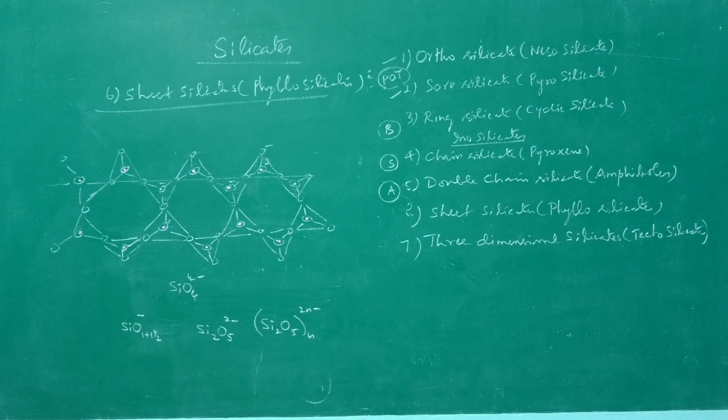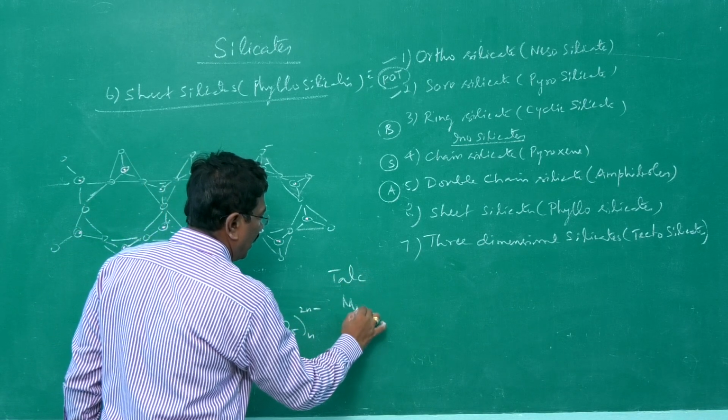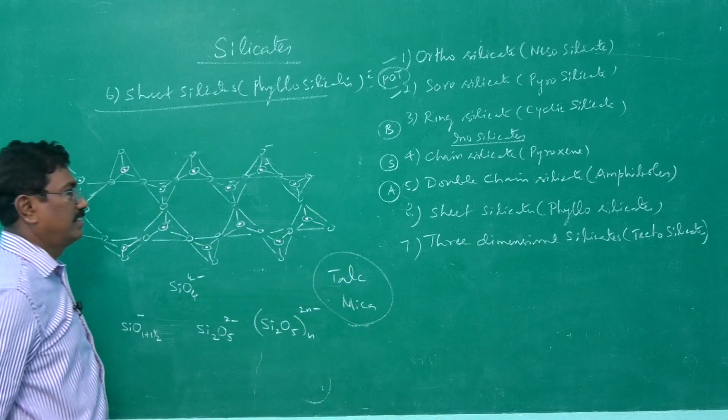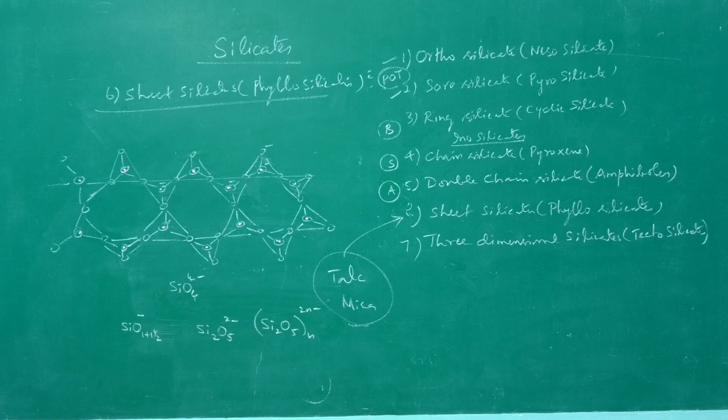Here, each SiO4 4 minus tetrahedron shares 3 oxygen atoms. It extends into 2-dimensional sheet-like structure, just like graphite. It is extended. Several layers you will be getting. It is held by weak attractive force. One can slide over the other. The talcum powder, talc, mica are all examples. Talc and mica are examples for this. Talcum powder that we use, one is sliding over the other, very soft. Mica, soft, one can slide over the other. This is how we get sheet silicate or phyllosilicate.